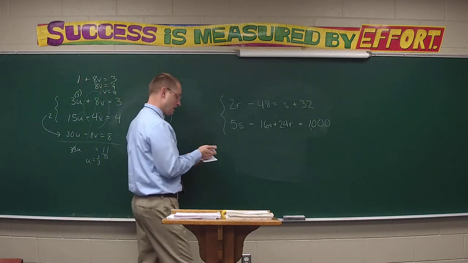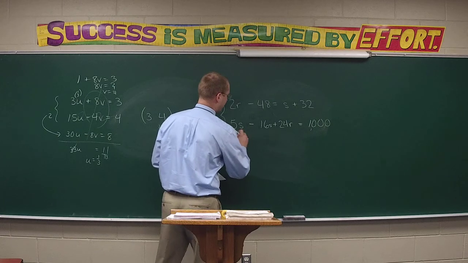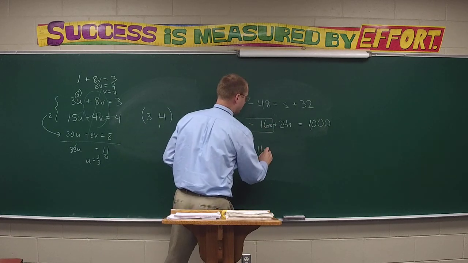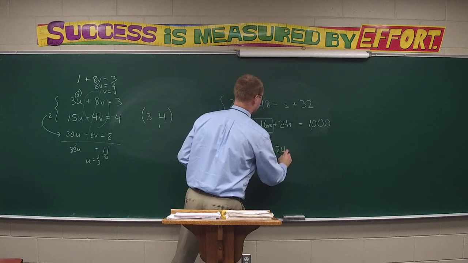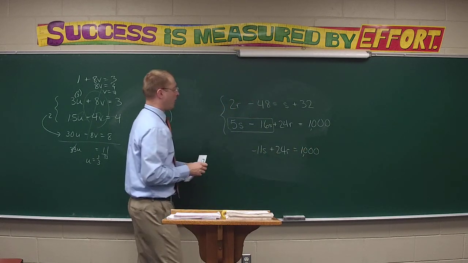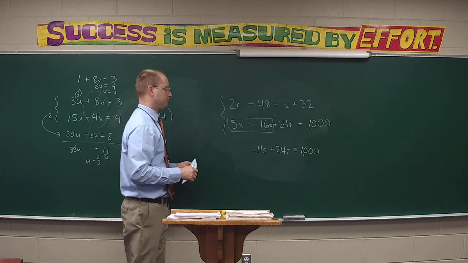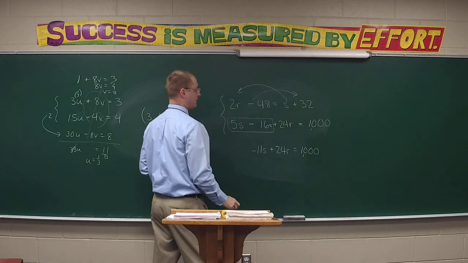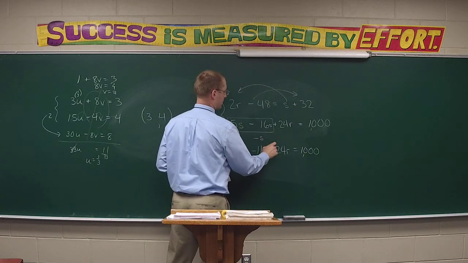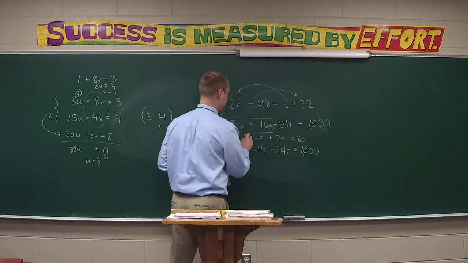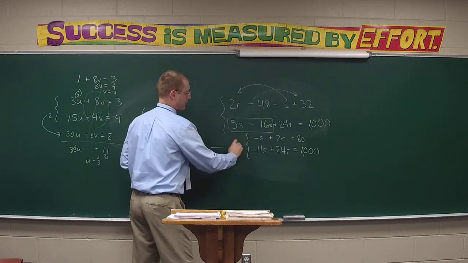Combine your letters. Yeah, let's do a little combining. For instance, here I've got a couple of s's that combine to get negative 11s. The 24r has nothing to combine with, and the 1000 is happy over there. What can we do with the top equation? Switch the 48 and the s. All right, so we can bring the s over here, so the 48 there to get negative s and 80. There we go. And of course, we'll leave the positive 2r there. And so there's my modified system there.